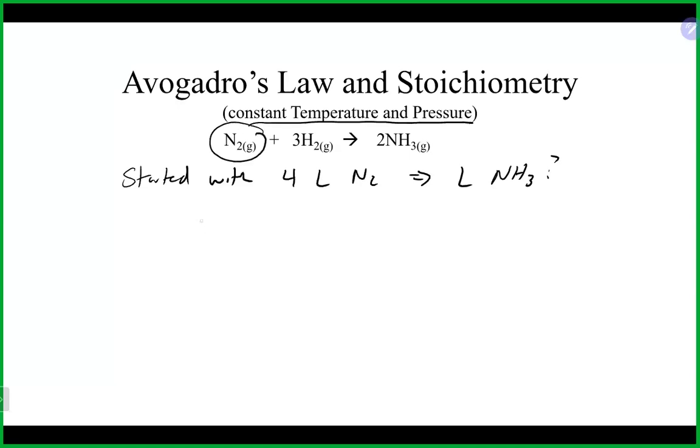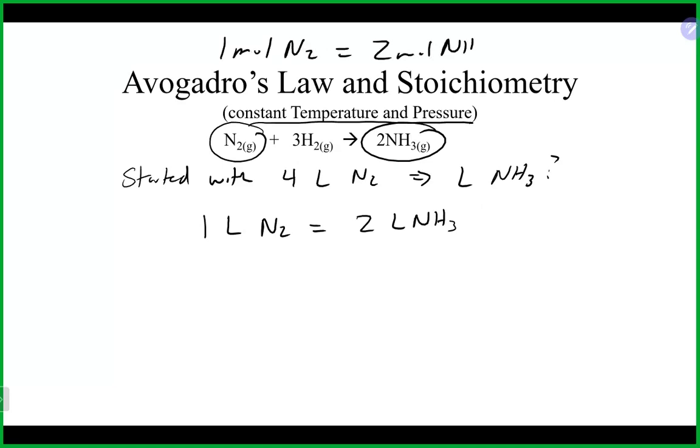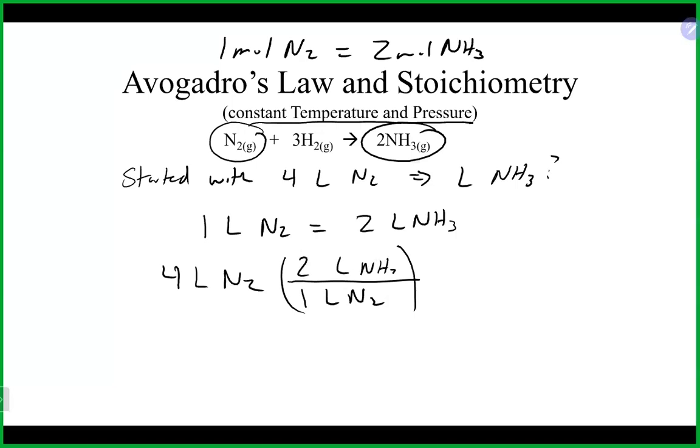We could look at this and say, okay, 1 liter of N2 would give us 2 liters of NH3. And that's the same thing as saying 1 mole of N2 gives us 2 moles of NH3. So in this case, we could very simply solve this problem by taking 4 liters of N2 and doing a volume to volume relationship from the equation. 1 liter of N2 gives us 2 liters of NH3. Liters of N2 would cancel, and we would end up with 8 liters of NH3.